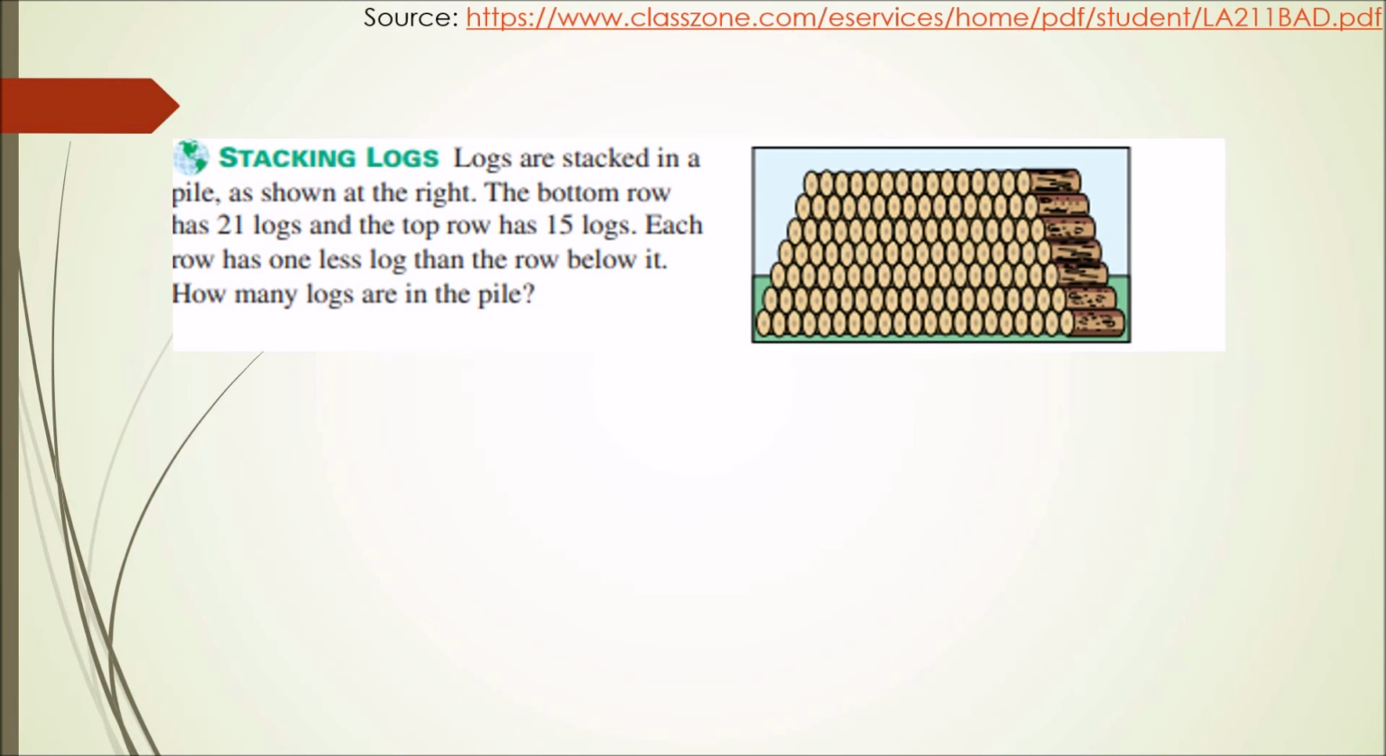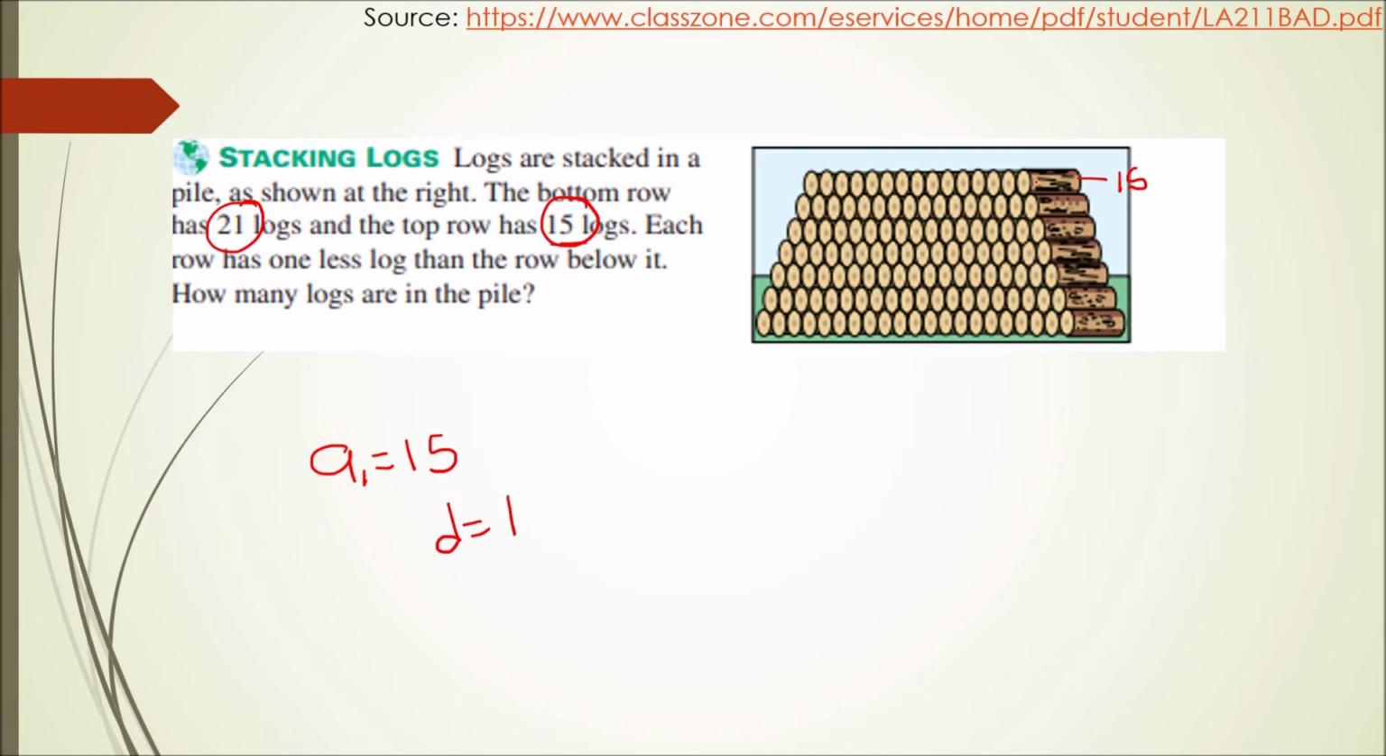So let's look at this now. The bottom row has 21. The top row has 15. Okay, so let this be our A1 because we're starting from 15. So our A1 can be 15. Okay, that's where we start from before we start to increase. And each row has one less log than the row below it. So it has one less log. So it means the difference is just 1.